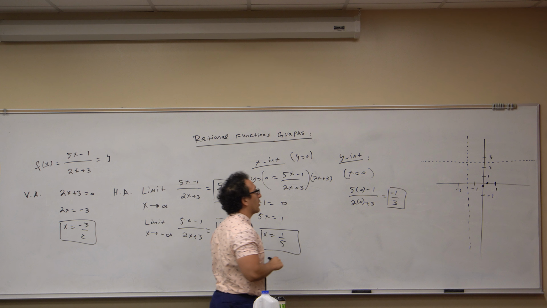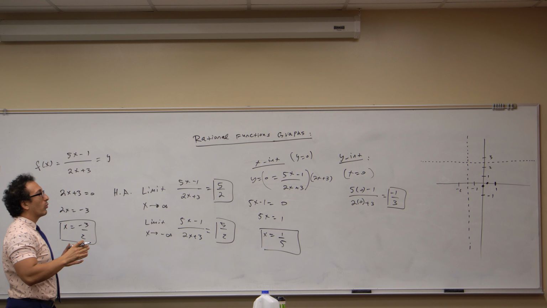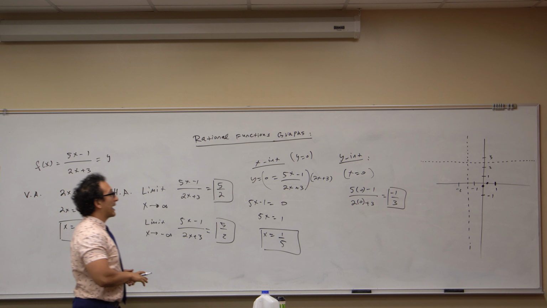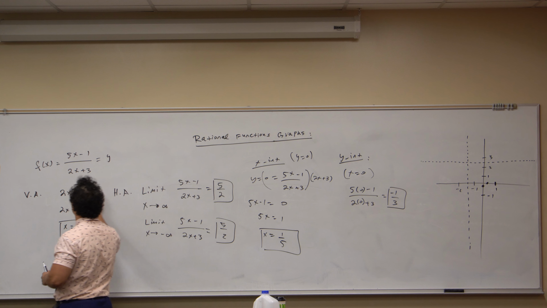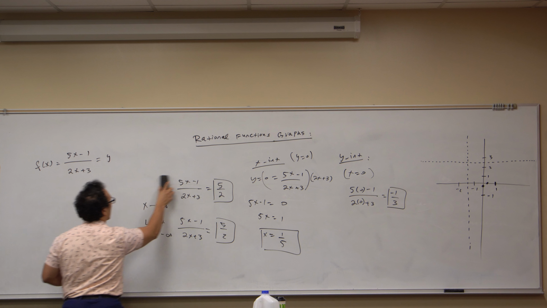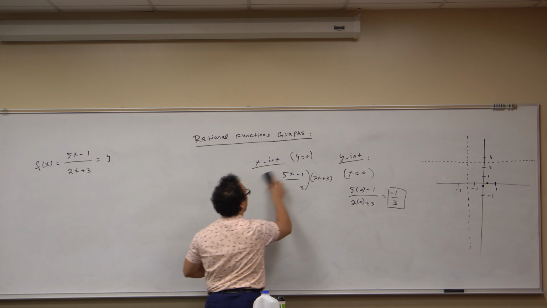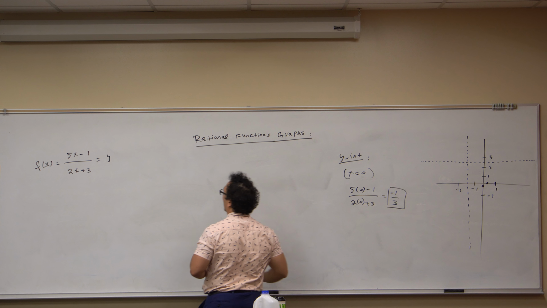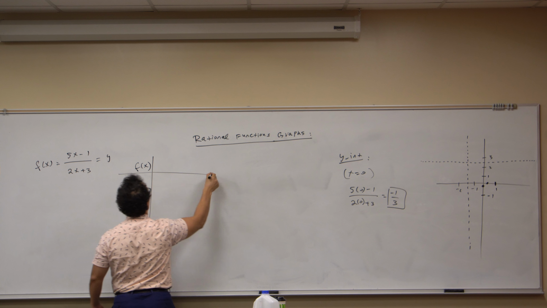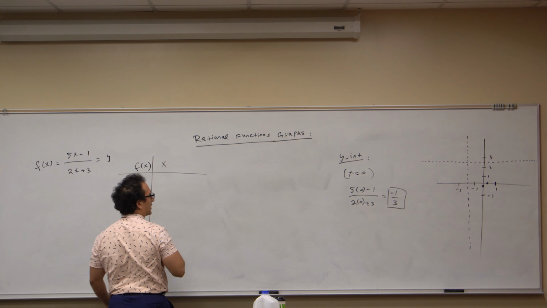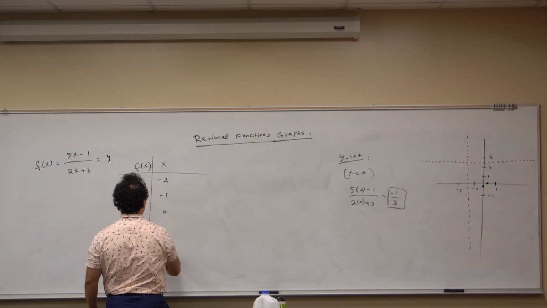Okay? So, what does the rest of the graph look like once we've drawn that? That is what we will be able to determine using an f of x table. So in our f of x table, let's pick some values about the origin: negative 2, negative 1, 0, 1, 2.